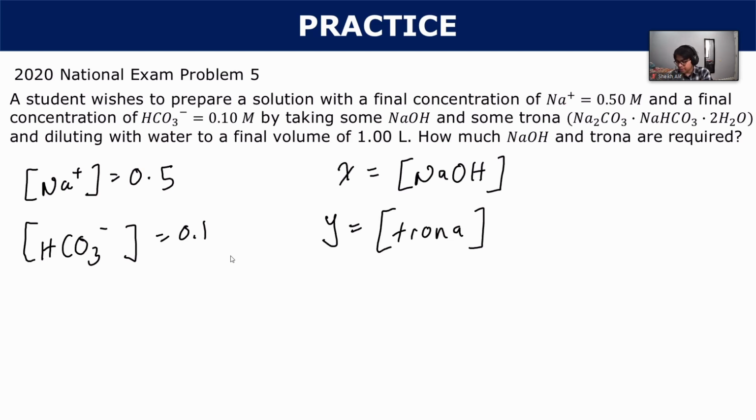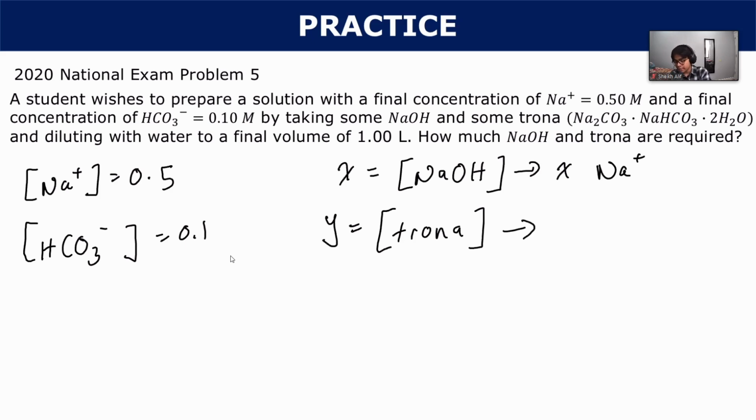So why did we symbolize them as X and Y? Because now we can generalize the moles of Na+ and the moles of HCO3-. So in an X concentration of NaOH, we're going to have an X concentration of Na+ ions produced.